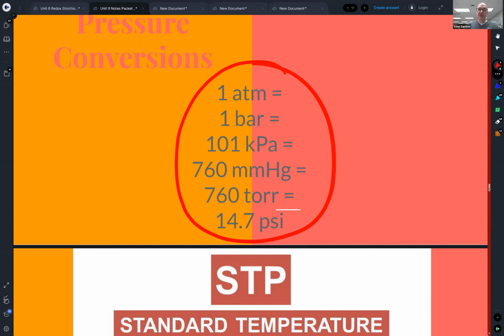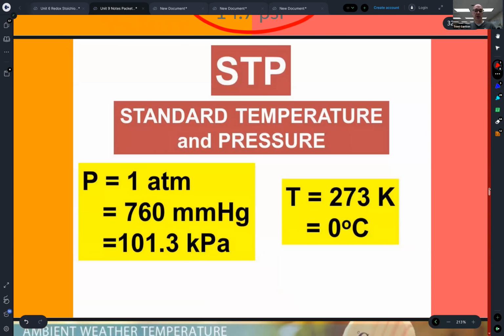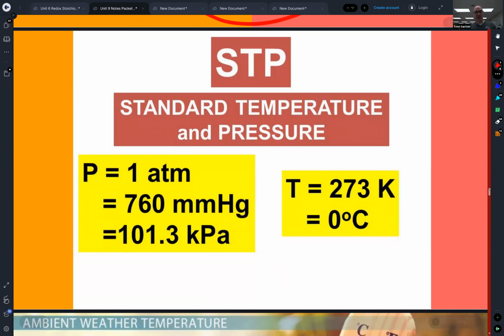101 kilopascals equals 1 atmosphere. 760 millimeters of mercury, or 760 torr, equals 1 atmosphere, and 14.7 psi equals 1 atmosphere. Now, there is another scenario that could develop whenever we deal with this equation.